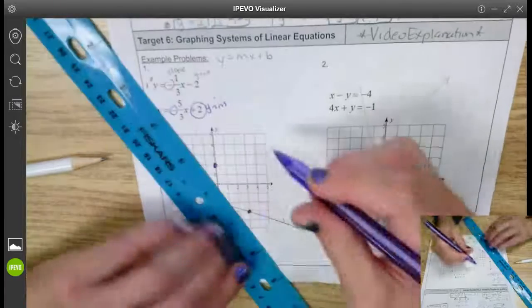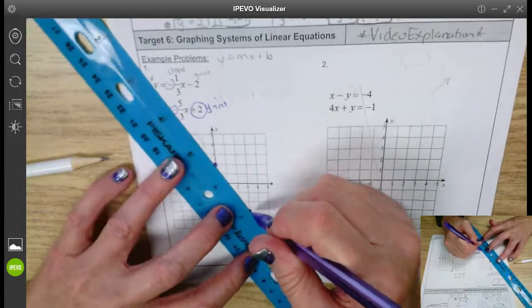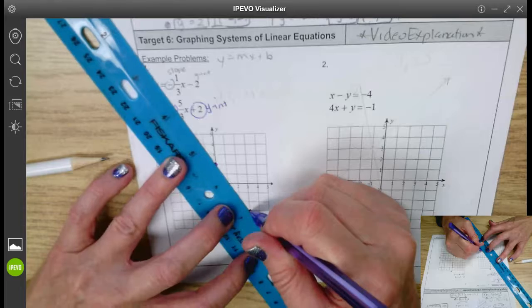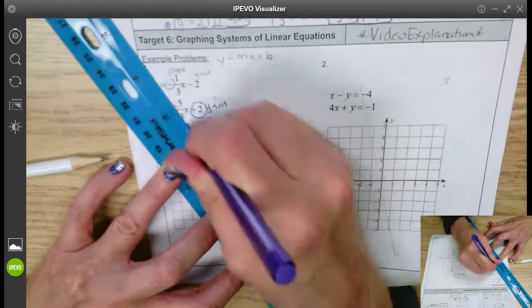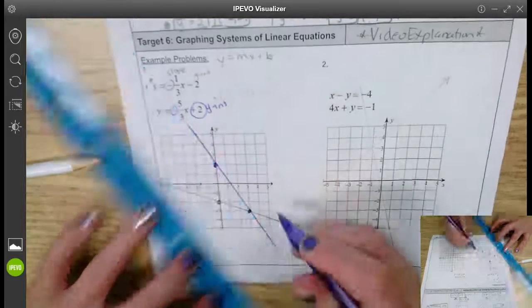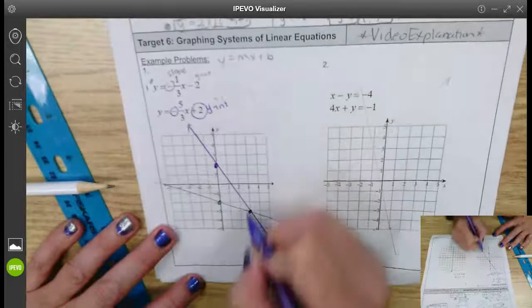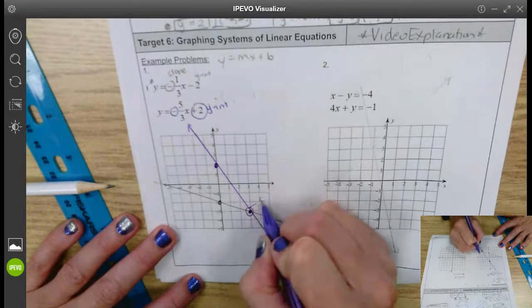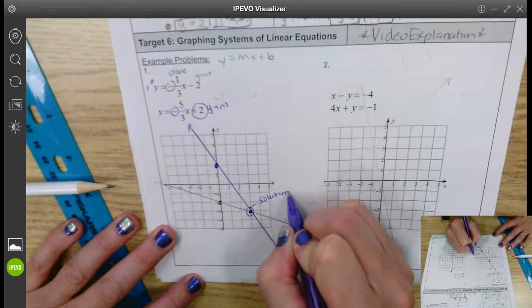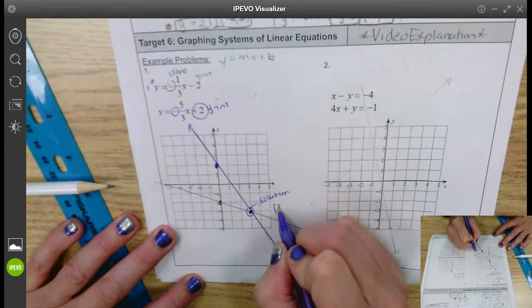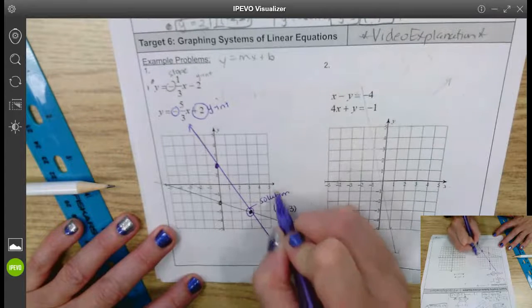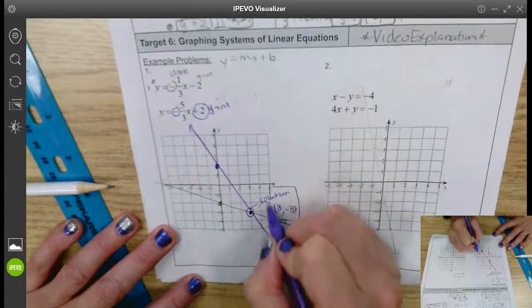The reason that's super lovely is because the answer to a system with graphing is where the two lines intersect and cross. And if you notice that right there, boom, one landed right on top of the other. So this guy here is your solution point. So you always want to write that out as a coordinate. That's over 3, down 3. That's going to be the solution.